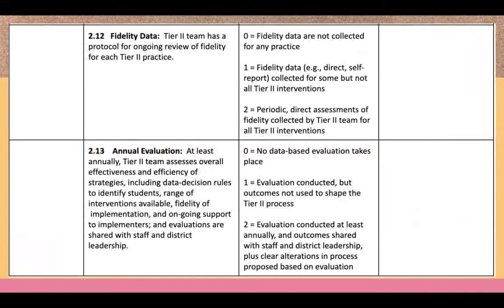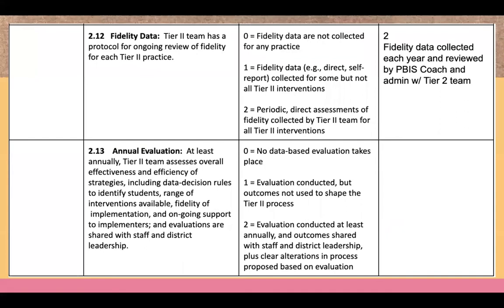Take a moment now to review the description for 2.12, fidelity data, as well as the scoring rubric for this feature. Here, the team indicated a score of 2, since fidelity data had been collected each year and had been reviewed by the PBIS team, including the administrator and the PBIS coach.